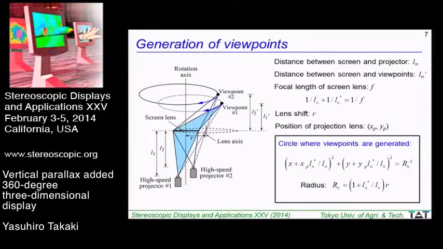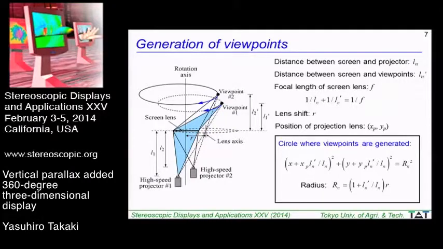The generation of the viewpoint is explained. The distance between the screen and projector is denoted by Ln. The distance between the screen and the viewpoint is denoted by Ln, and the focal length of the lens is denoted by F. This is the lens maker's formula.